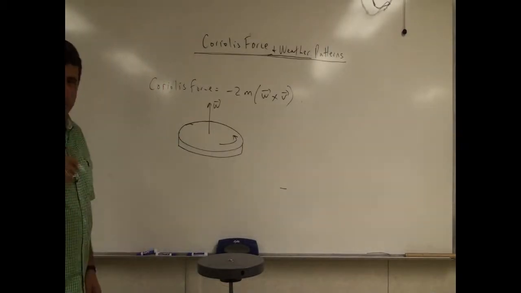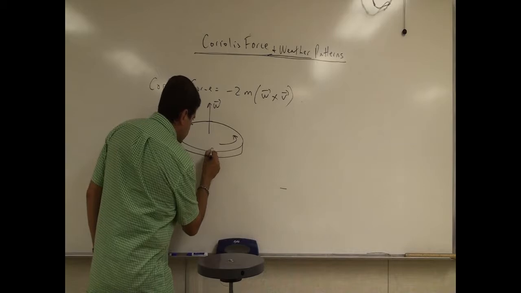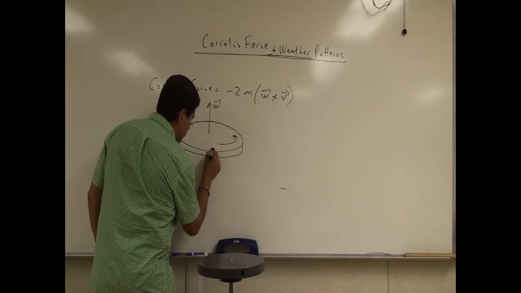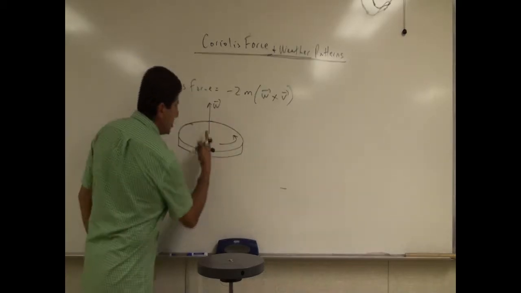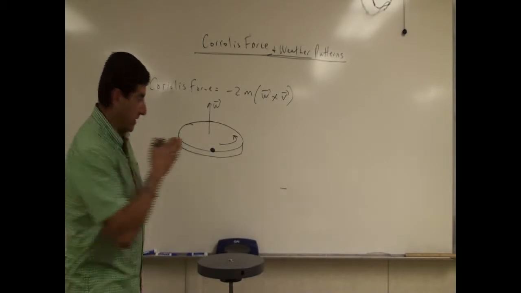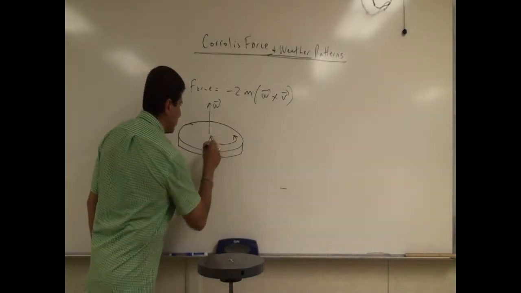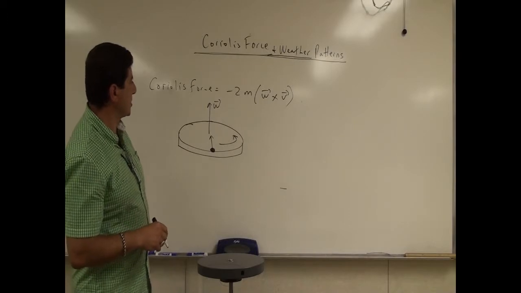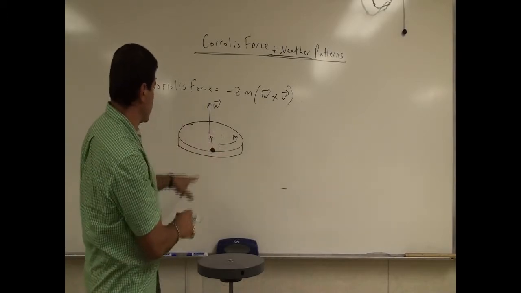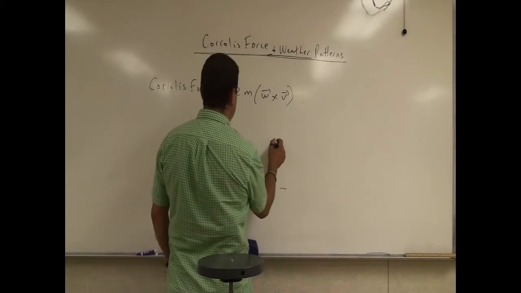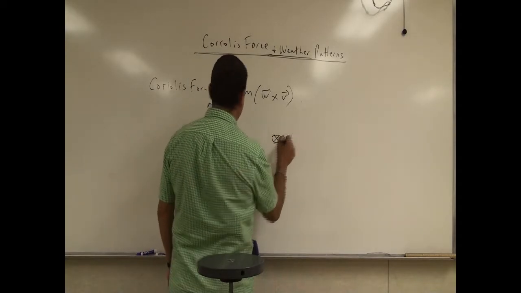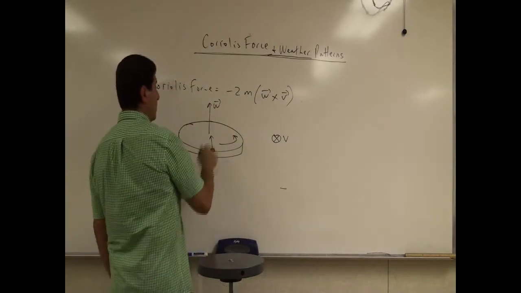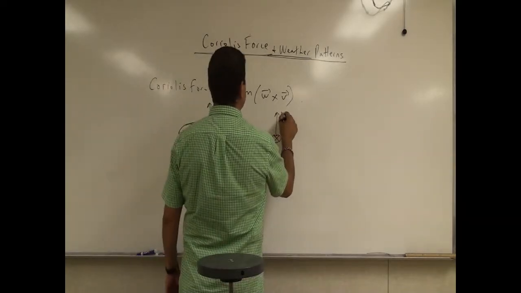So now if I get a ball or something, and I start the ball over here, right? And I push it inwards, radially inwards. What will happen? So basically you can think of it this way. This is a 3D picture. The direction of the velocity of the object is into the board, right? This way. And the omega vector is up.